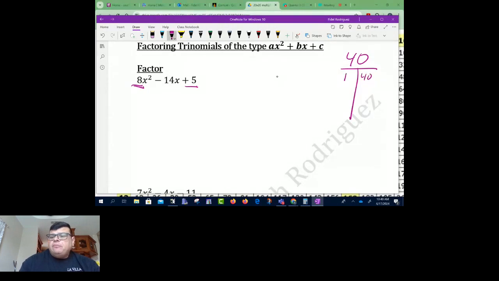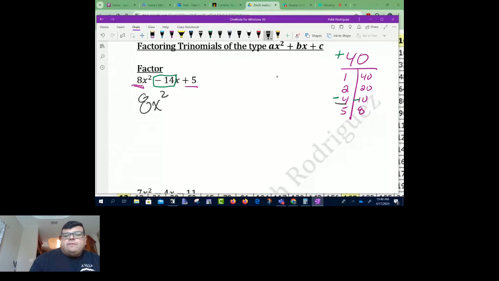I'm going to think of all the numbers that I know that multiply to 40. Okay. I'm going to stop right there because I think those are all the numbers that I know multiply to 40. I'm looking for the pair, y'all, that are going to add up to, in this case, a negative 14. Well, y'all, if we make that a minus 4 and a minus 10, that still gives me my positive 40, and there's my minus 14, okay? So look, this is what we're going to do. We're going to write 8x squared minus 4x minus 10x plus 5.